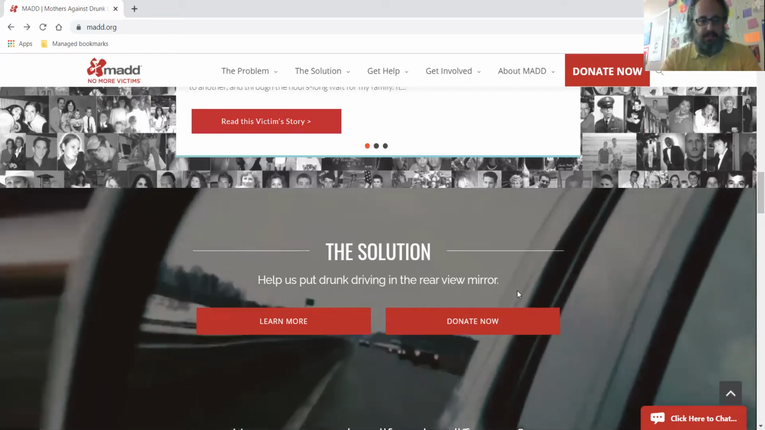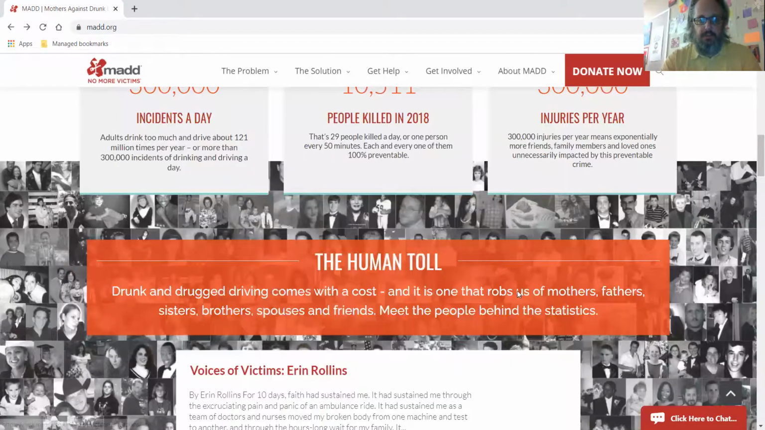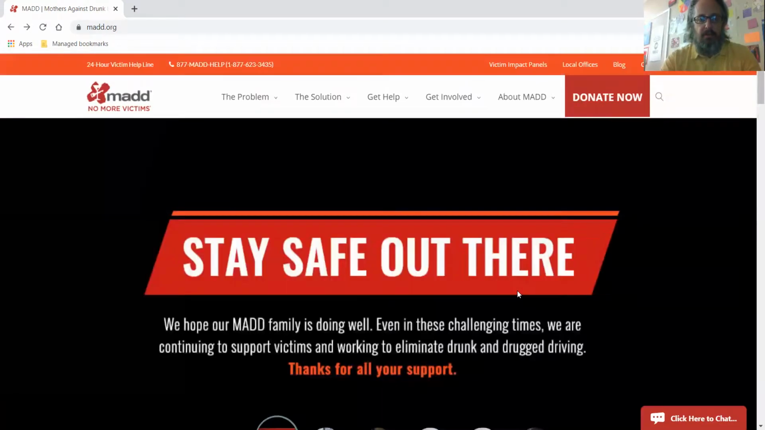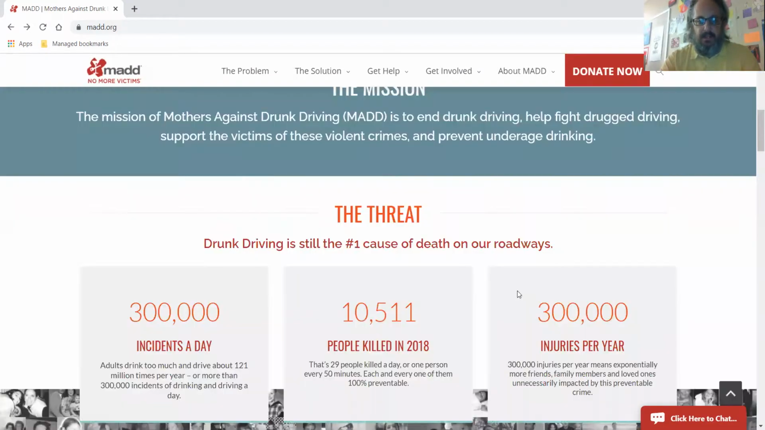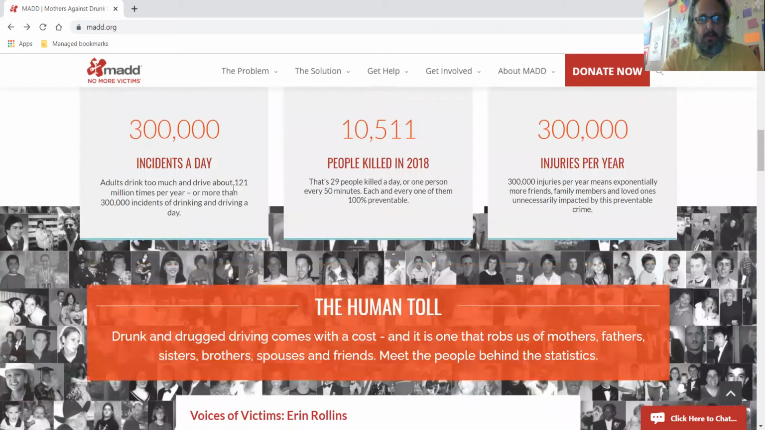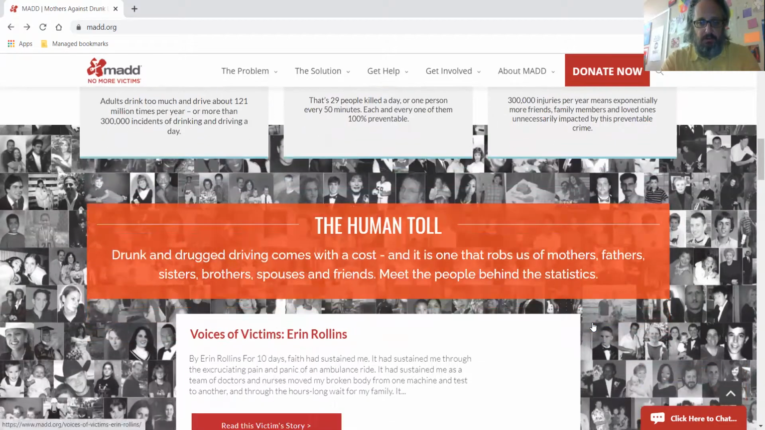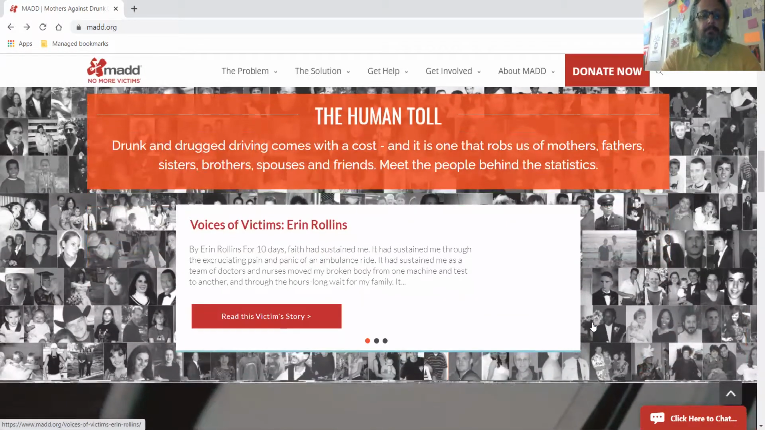Now, choices. Look at all of the ways they make you understand that this is something that affects people. Look at the language: people killed, injuries per year, the human toll. Look at those pictures. What do you think those are pictures of? Yeah, they're pictures of people that have been impacted, killed by drunk driving. Look at this phrase right here: voices of victims, right? A victim. No more victims is the slogan, right?